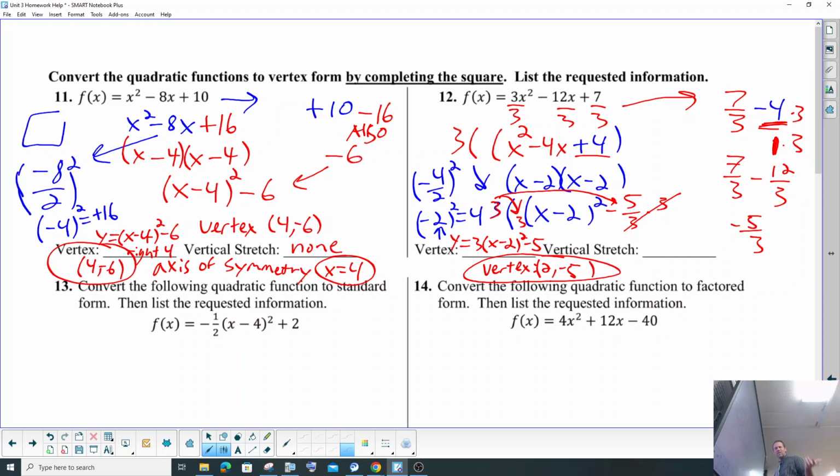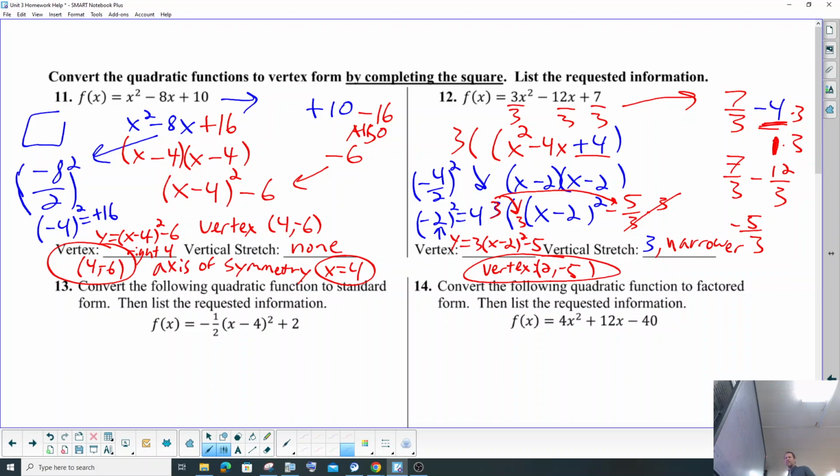Okay, do we have a vertical stretch? We do. We have a 3. And does that make it narrower or wider? Do you remember? It makes it narrower. Wider is the fraction. So there's our answer there. We could ask that. Is this narrower or wider, right?